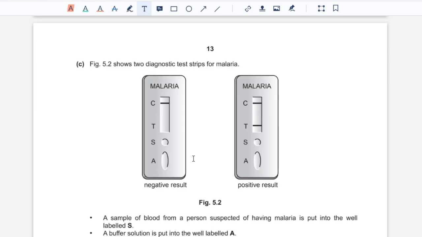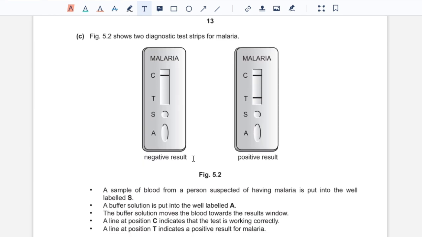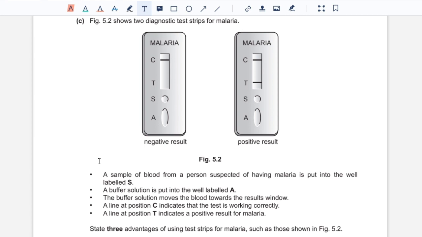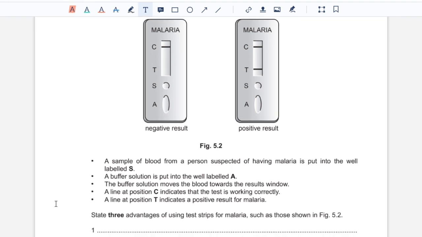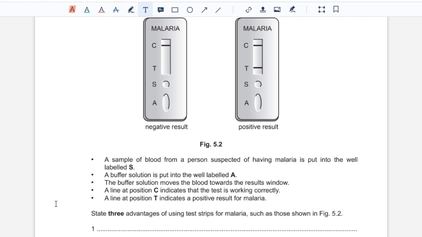See, figure 5.2 shows two diagnostic test strips for malaria. A sample of blood from a person suspected of having malaria is put into the well labeled S. A buffer solution is put into the well labeled A. The buffer solution moves the blood towards the results window. A line at position C indicates that the test is working correctly. A line at position D indicates a positive result for malaria.